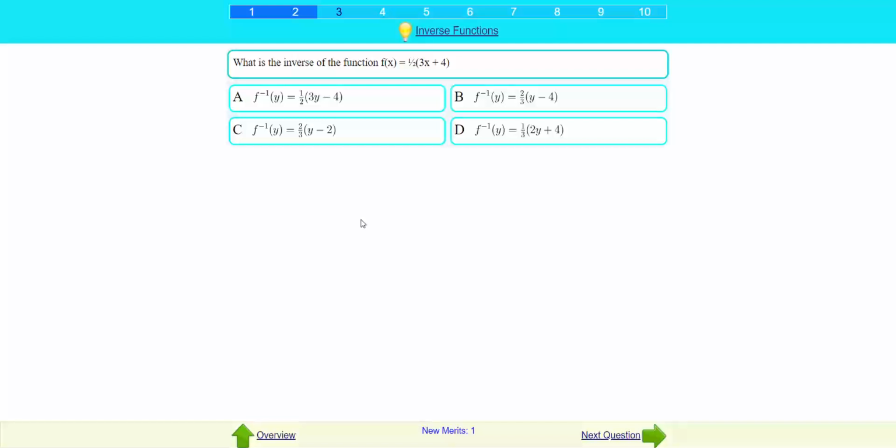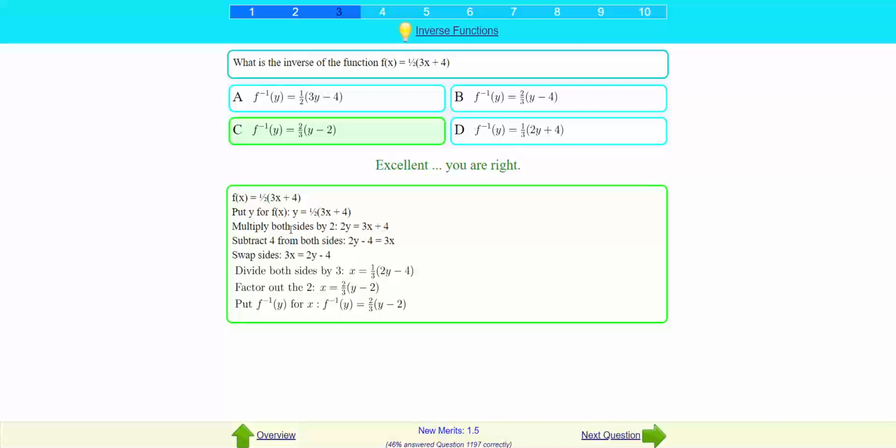So this would actually mean x equals 2/3 y minus 4. No, y minus 2, because it's 2y minus 4. So 2/3 y minus 2.